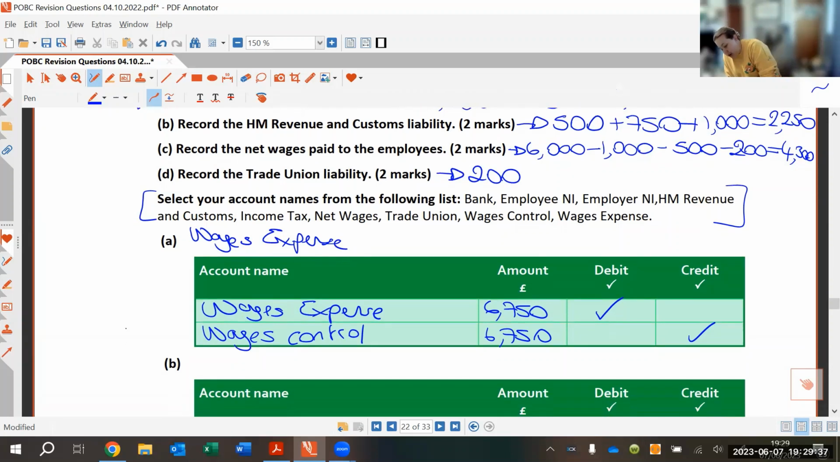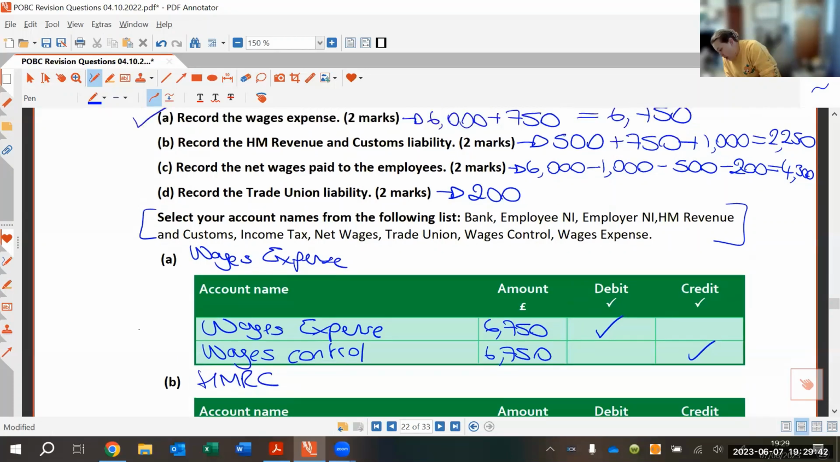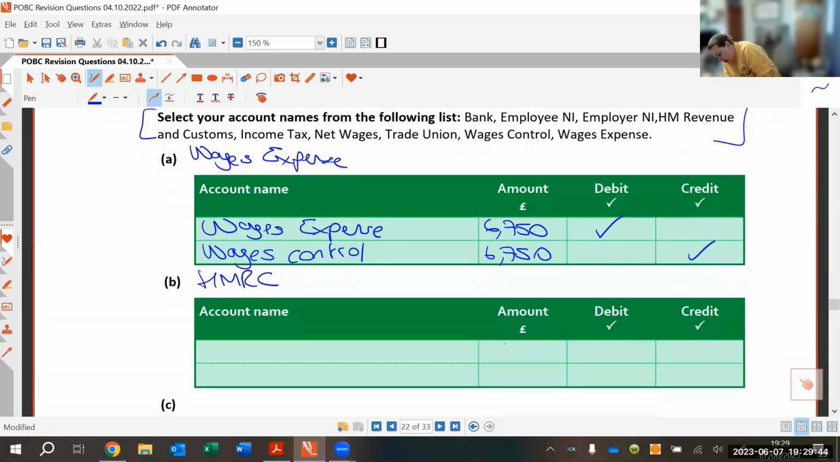So the next one is our HMRC journal, and we know the amount for this is that 2,250. We're going to have a debit and we're going to have a credit. What are we doing for each? Yes, spot on, well done. So yeah, now we start to pull everything out of wages control. So that is a debit. And then we're going to credit the liability account, which is the HMRC account. Yes, well done. Really great to see thought process coming through there.